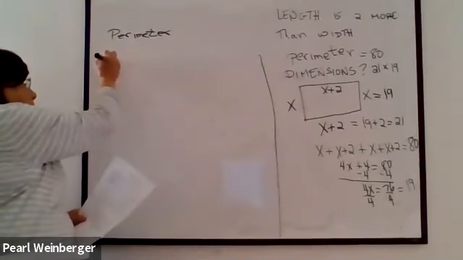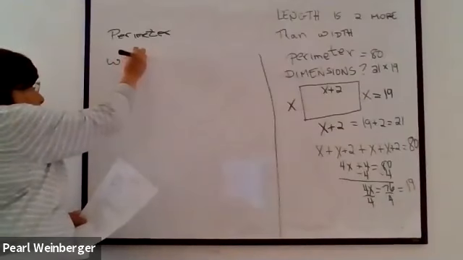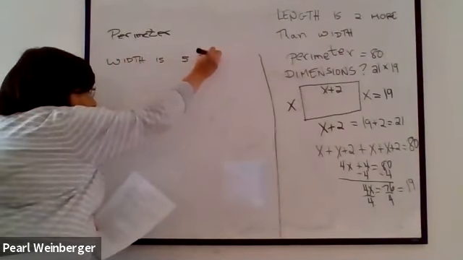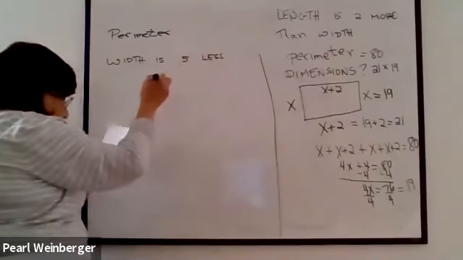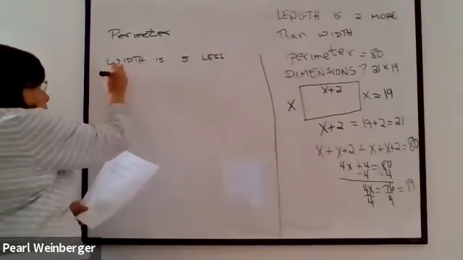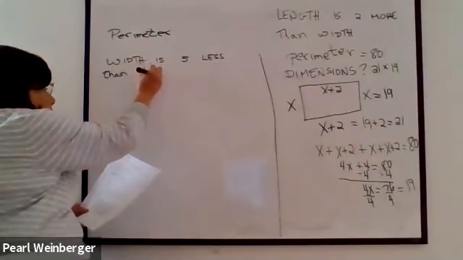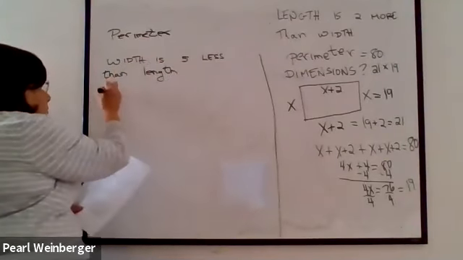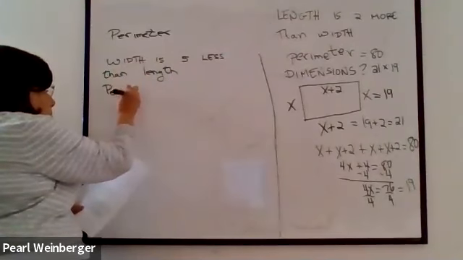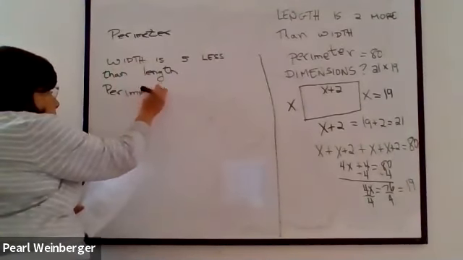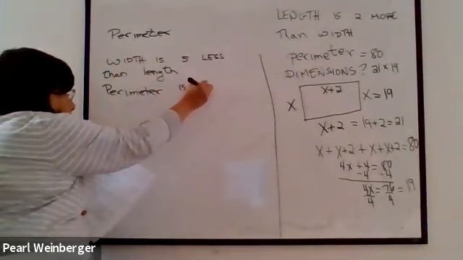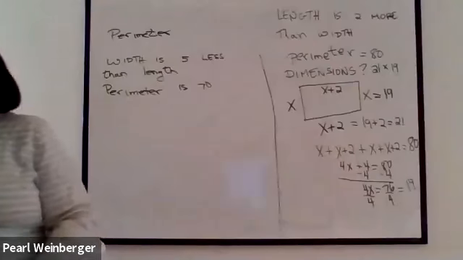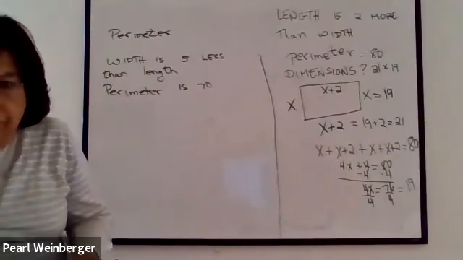Okay, suppose I told you that the width of a rectangle is 5 less than the length, and the perimeter is 70. I want you to find the dimensions. I'll give you a few minutes to try that.